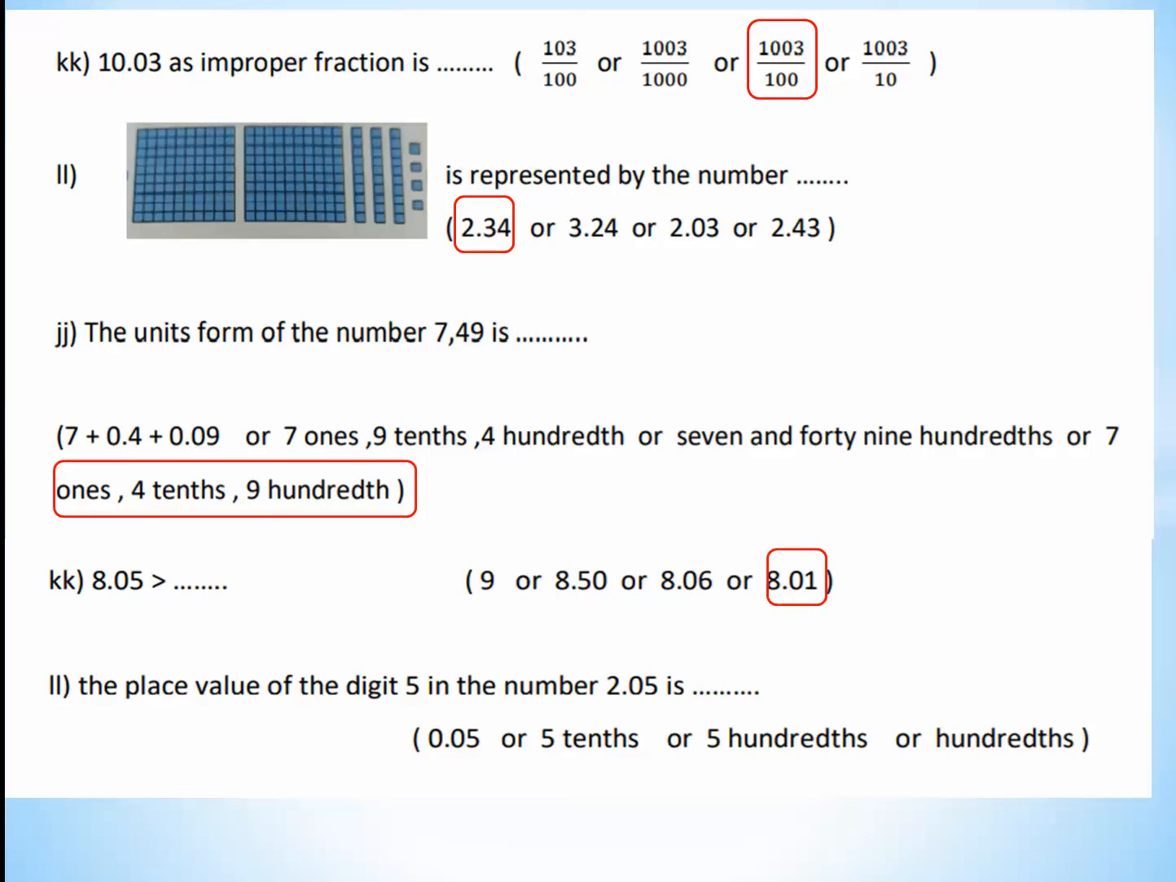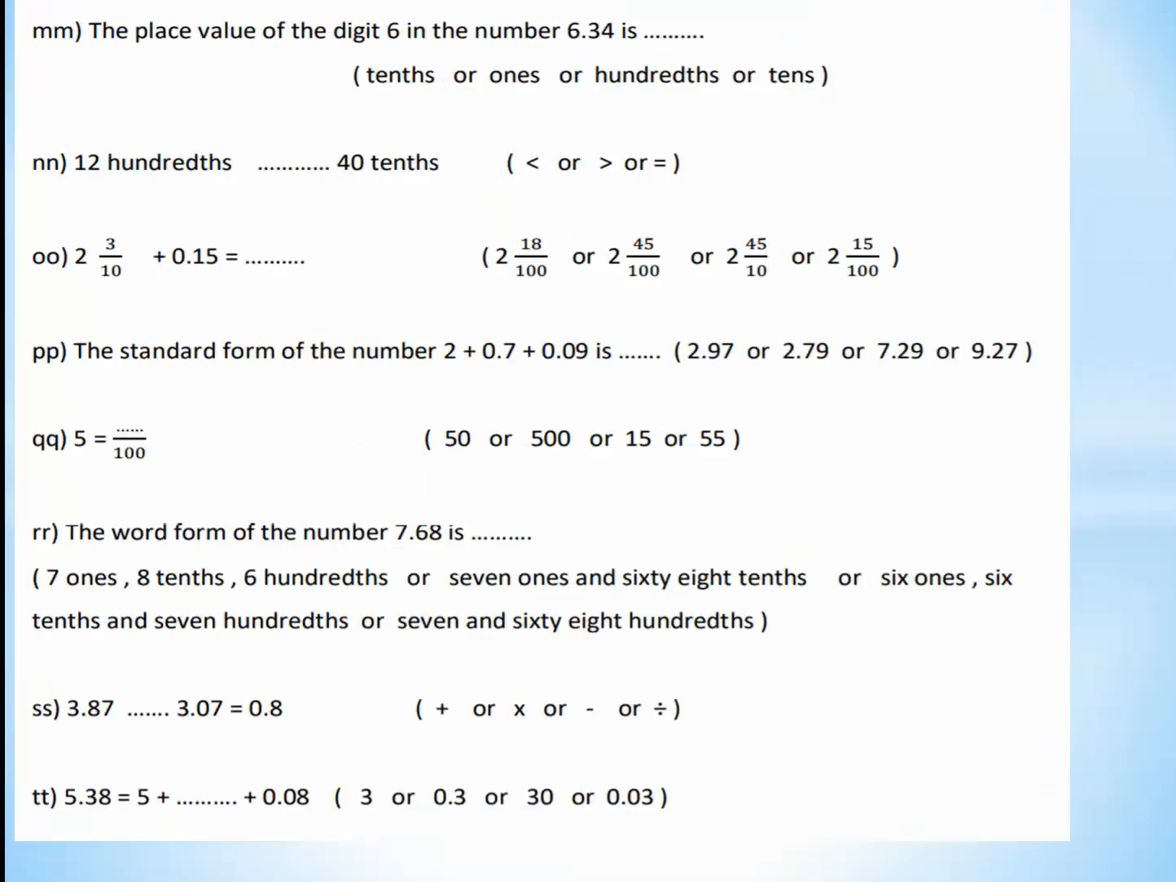The place value of the digit 5 in the number, yes, it's hundreds. The place value of the digit 6 here is ones. 12 hundredths equals 12 over 100, which means 0.12. 40 tens means 40 over 10, which means 4.